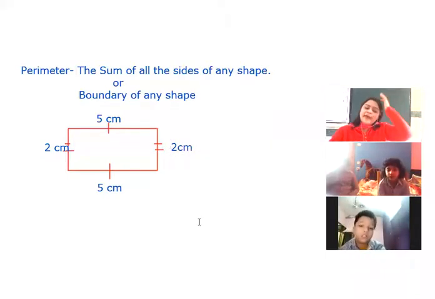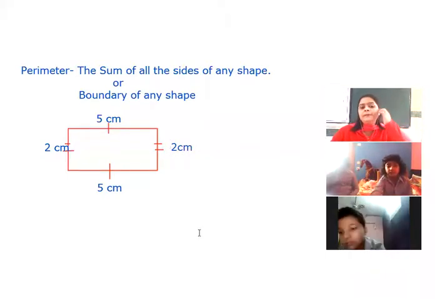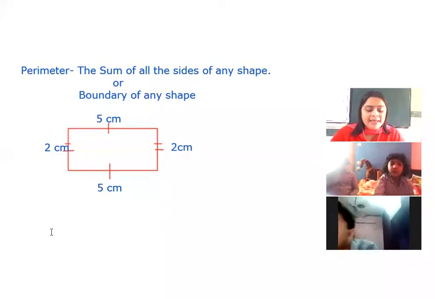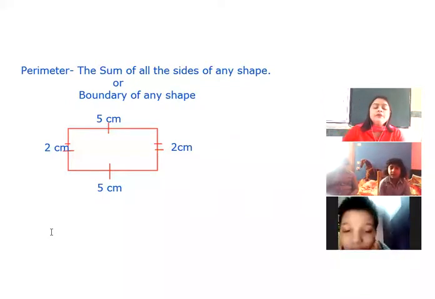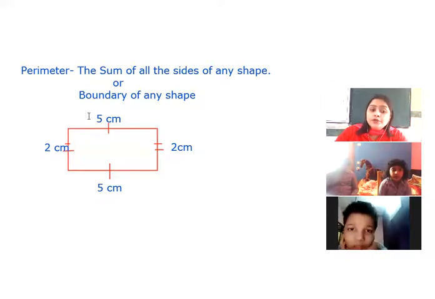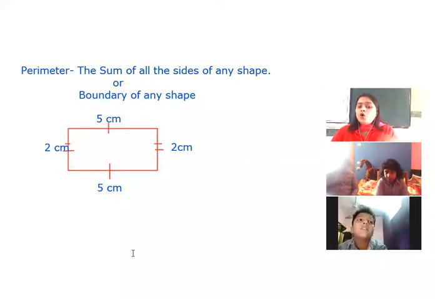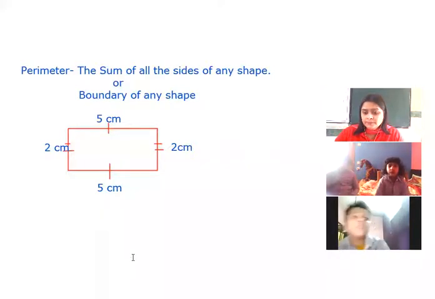So beta, when we are going to find the perimeter of this particular shape, the shape can be any. It can be a square, it can be a rectangle, it can be a triangle, or any other shape. If we are going to find the perimeter, what we are going to do here is sum all the sides. So here 4 sides are given, so we are going to add all the 4 sides to find the perimeter.